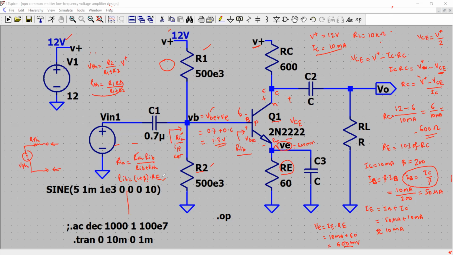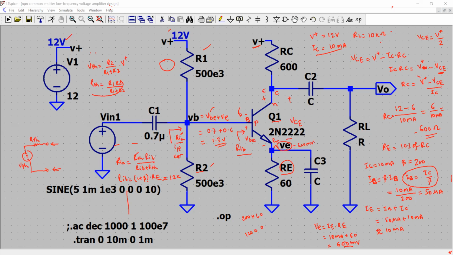So we can get the value of RIB because we know the value of RE and beta. Beta is 200 times 60, so 200 times 60 would be about 12K. So RIB comes out to be 12K.